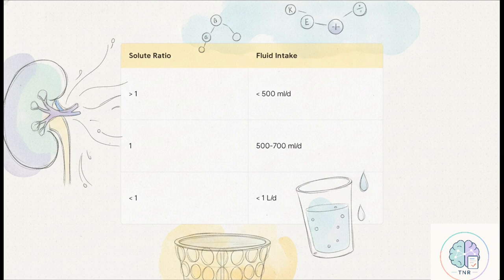If that ratio is greater than 1, you've got to clamp down hard on their fluid intake, less than 500 milliliters a day. If it's exactly 1, they get a bit more, say 500 to 700 milliliters. And if that ratio drops below 1, they get a bit more leeway, up to 1 full liter a day.